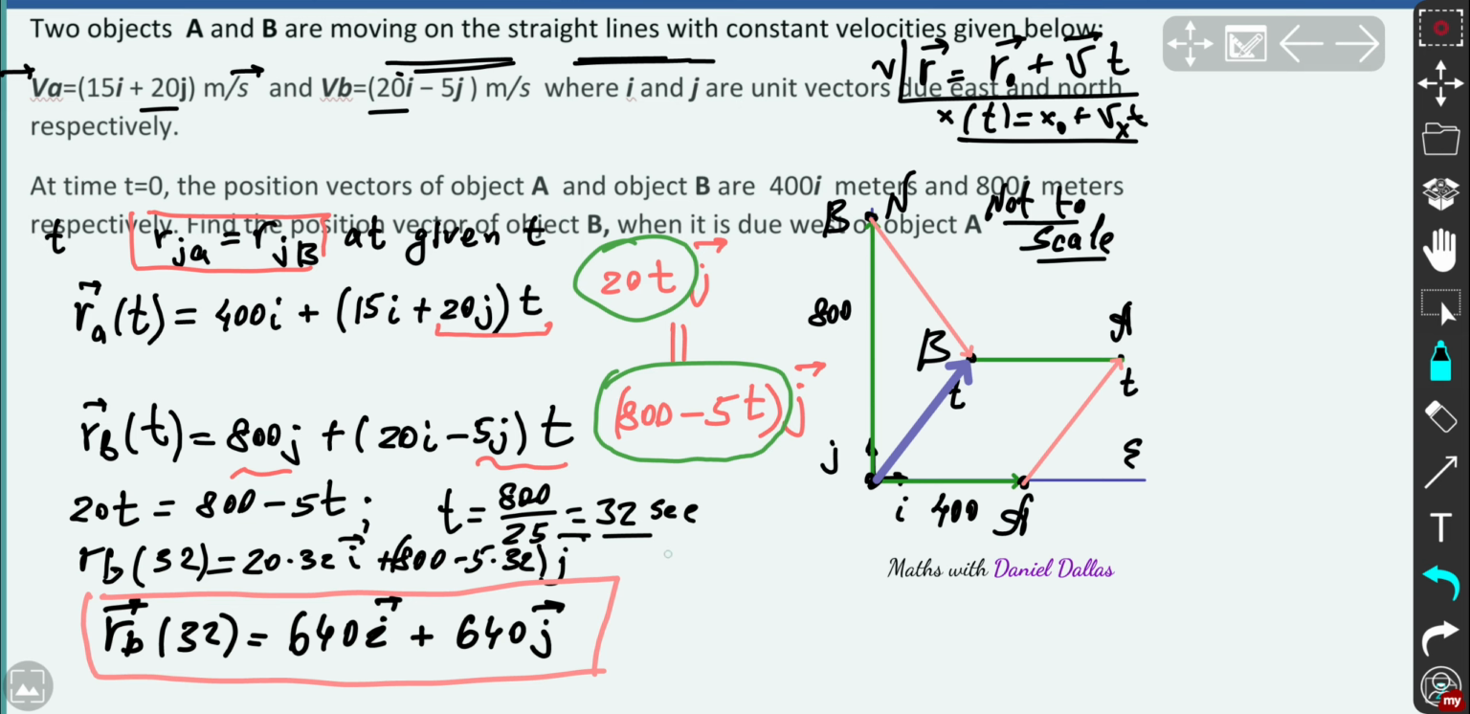I hope you understand. If you check how I drew this, it actually works out, because 640 and 640 are both positive components, and that means the general position vector for B, RB, looks like this purple arrow pointing to the position of object B at time instance t. All right, so that was my explanation for A-level mechanics.